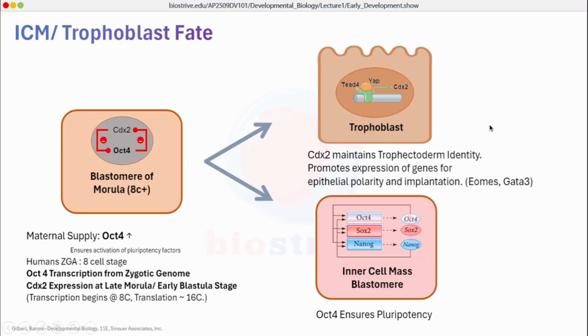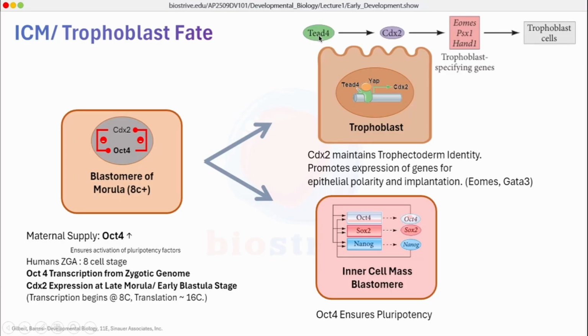These other specific genes are EOMES and GATA3. The EOMES and GATA3 will bring about the epithelial polarity as well as specific proteins which are required for the implantation process. TEAD4 will bring about the expression of CDX2, which will bring the expression of EOMES, PSX1, HAND1, which are all trophoblast specific genes, and they help in the formation of supportive tissue as well as implantation, and they give identity to these trophoblast cells.